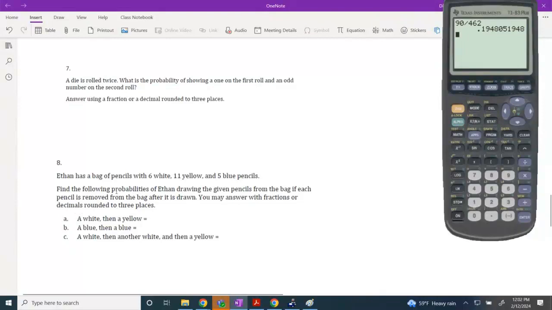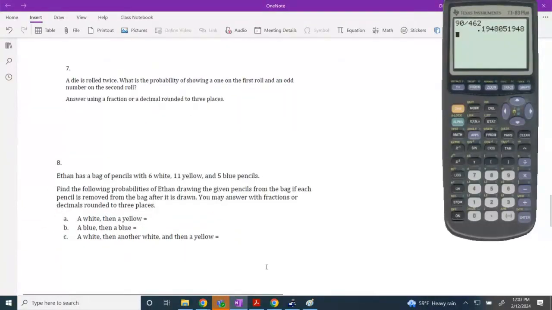B says Ethan has a bag of pencils with 6 white, 11 yellow, and 5 blue pencils. Find the following probabilities: Ethan drawing the given pencils from the bag if each pencil is removed from the bag after it's drawn. So that's without replacement, sort of like that marble problem, a dependent type probability. It wants you to find the probability of pulling a white pencil, then a yellow pencil; the probability of a blue pencil, then another blue pencil; then the probability of a white, then another white, and then a yellow.